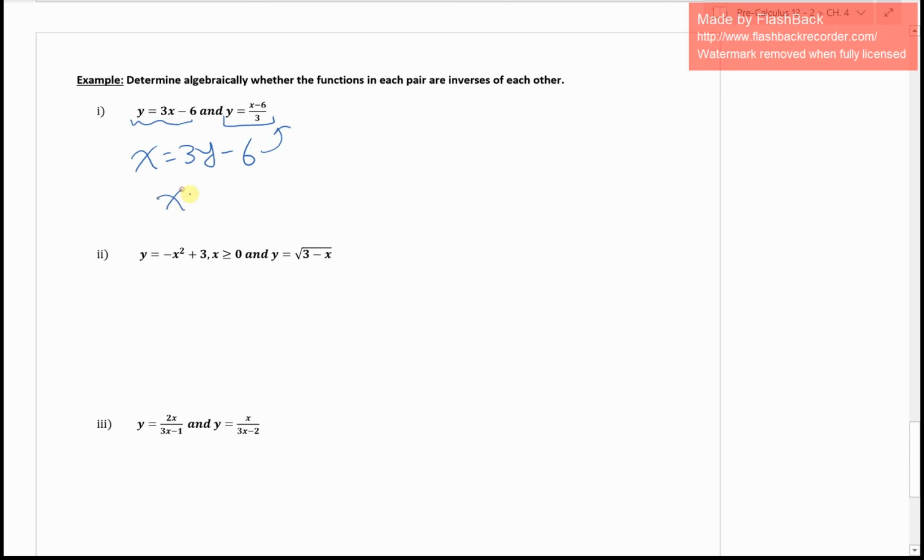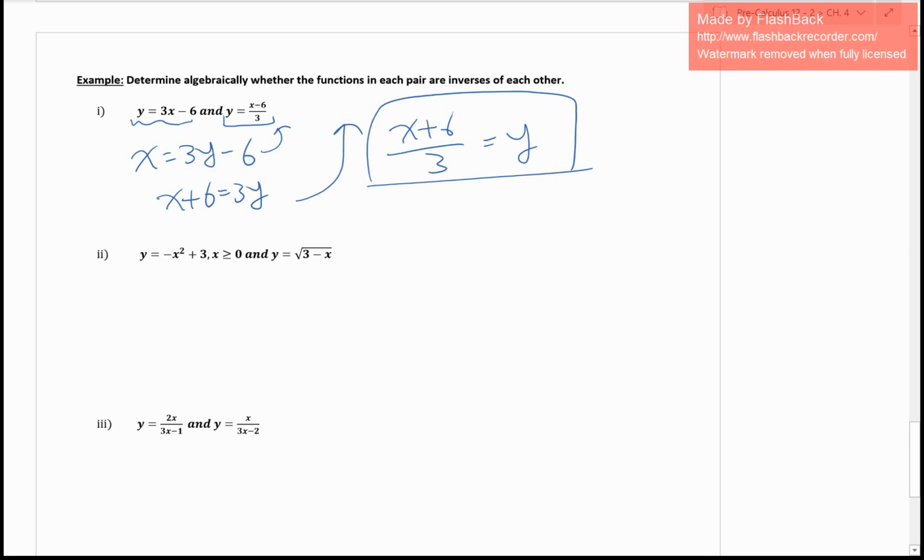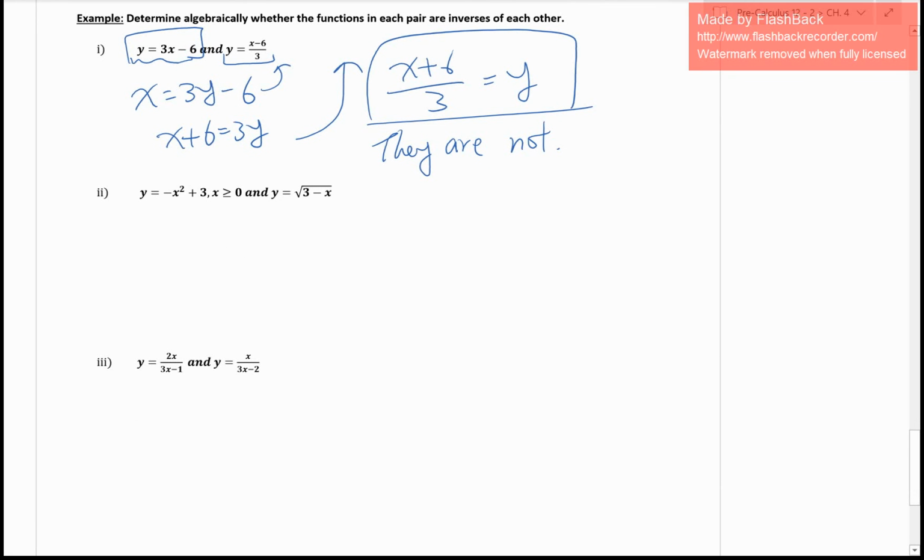So I add 6 to both sides. And now I divide by 3 on both sides. So this is the inverse of my original function, y equals 3x minus 6. It is not the same. You can see that says x minus 6, but that says x plus 6. So they are not inverse of each other. They are not. Okay, so I'll let you try the second one. You should pause the video.